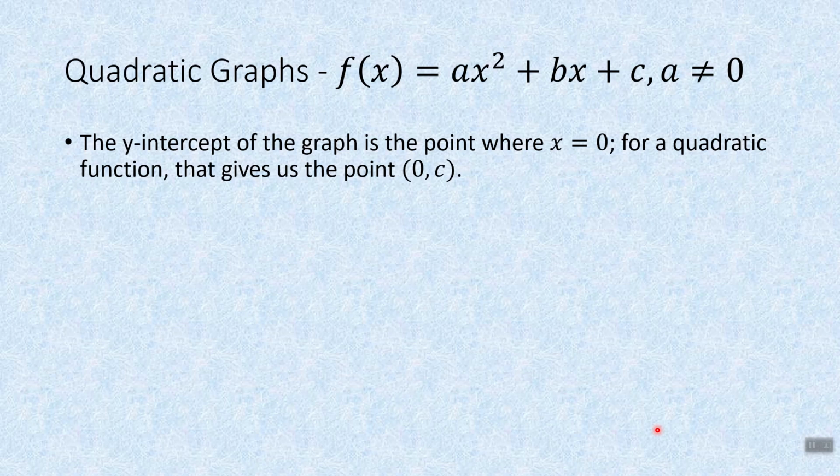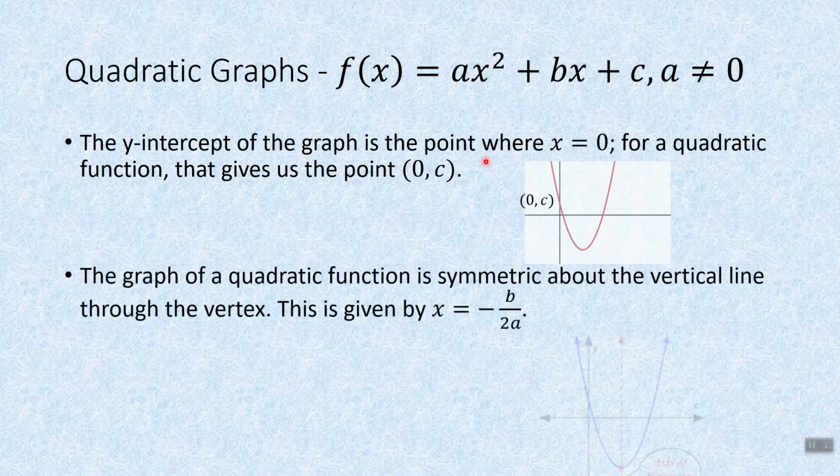A couple more items on the quadratic graphs. These are going to be important points such as the y-intercept. The y-intercept of the graph is the point where x is equal to 0. For a quadratic, if the x value is 0, the first 2 terms go away and we're left with c. So that gives us the point 0, c as the y-intercept of a quadratic graph. This is going to be an easy point for us to find in our examples.